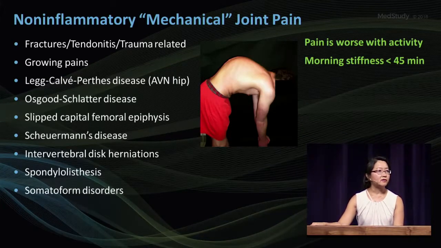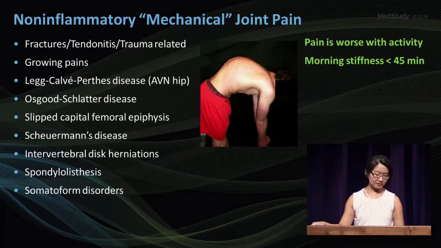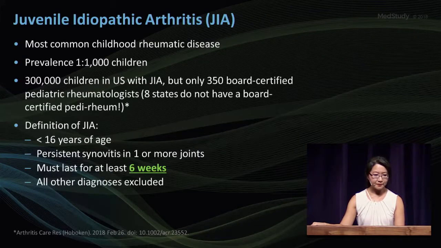I'll be discussing non-inflammatory joint pain on Friday in the sports medicine orthopedic section. But these are some examples of mechanical joint pain. This is Scheuermann's kyphosis. This is where there's anterior wedging of at least 3 thoracic vertebrae. And typically these patients have pain that gets worse with activity. And then there's patients with spondylolisthesis where there's a slide of the vertebral spine, and that also causes pain. So let's get started here.